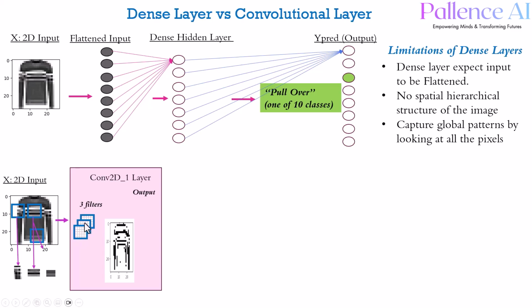Similarly, the second filter, once you do the convolution, is going to scroll over the entire image. It's going to capture some other local patterns in the entire image, and it creates a new 2D output shape. And the third filter is going to capture some other local patterns, and it's going to create a third output shape. Okay.